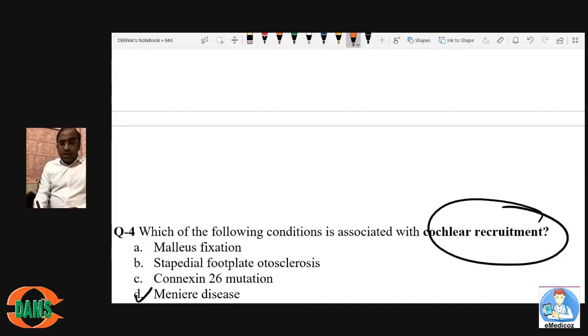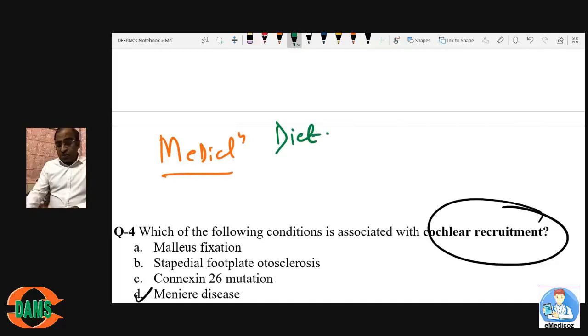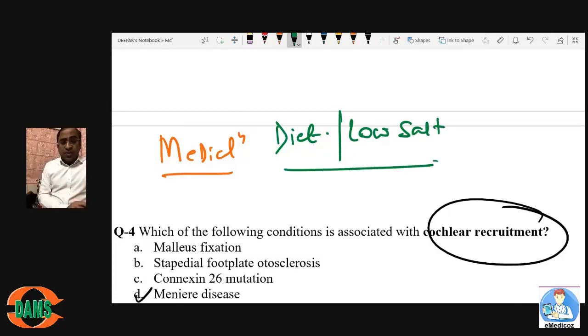Again, like malignant otitis externa, in Meniere's we always go for medical treatment. Most of the patients respond to dietary changes. What dietary changes do we advise? Low salt diet. Am I understanding? There is extra fluid in the sac, therefore we go for dietary modification. Low salt diet is one of the first line of treatment in case of Meniere's.